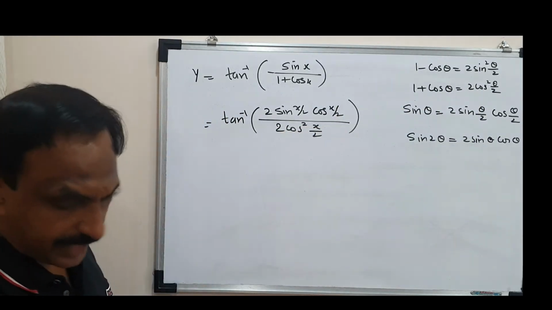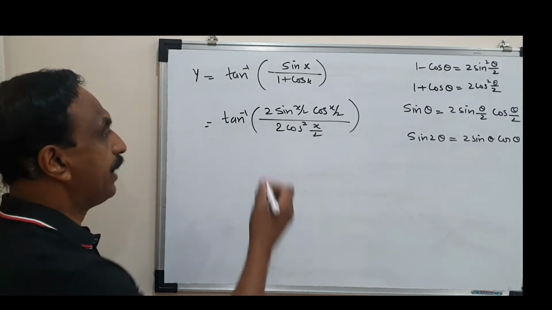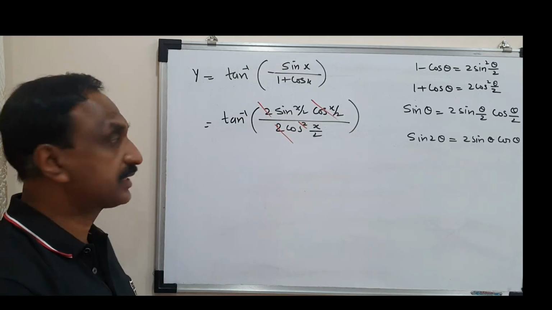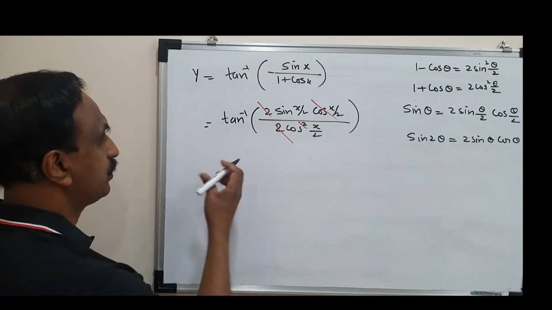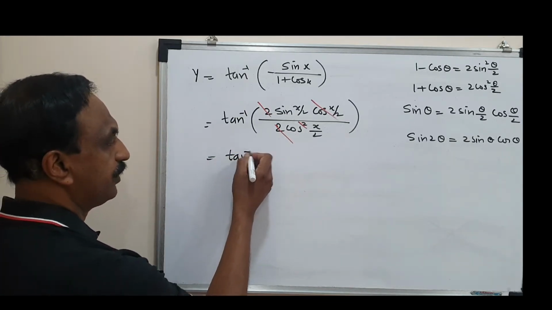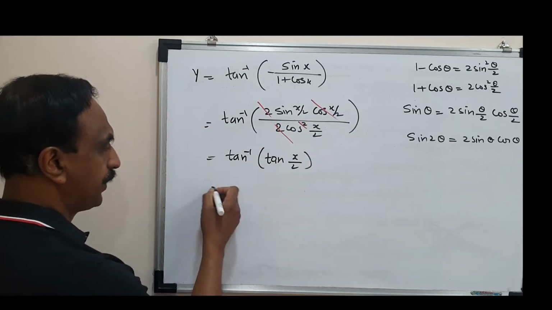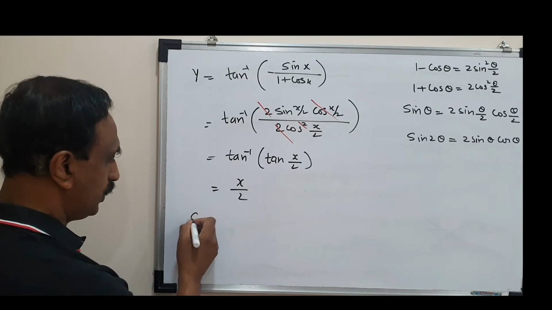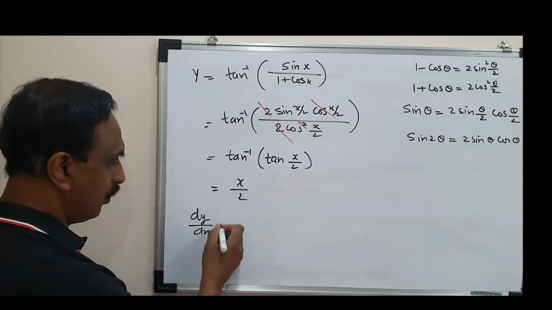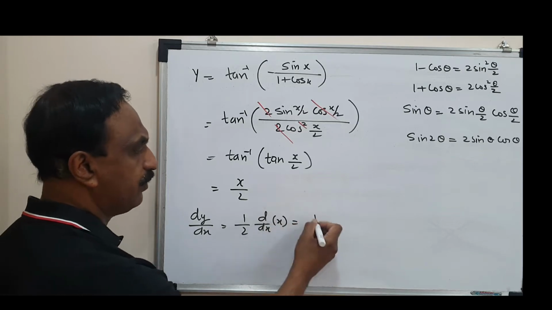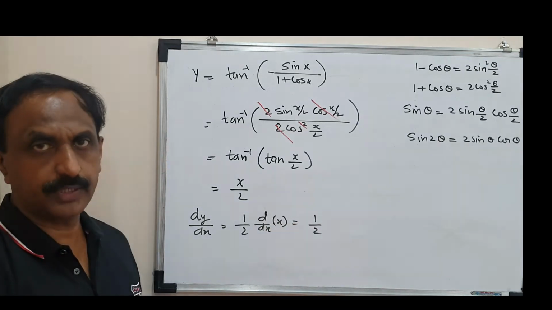So now there is a lot of cancellation here. 2 can be cancelled, cos can be cancelled. So what you get is tan inverse of tan x by 2. So now we can differentiate it. So you get x by 2. So the derivative of this will be 1 by 2 outside, derivative of x. Hence your answer will become 1 by 2 into 1, that is 1 by 2.